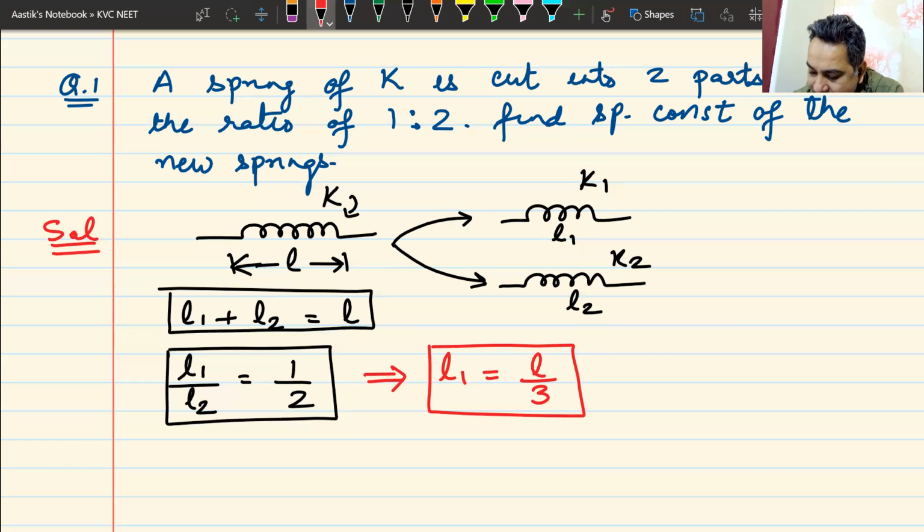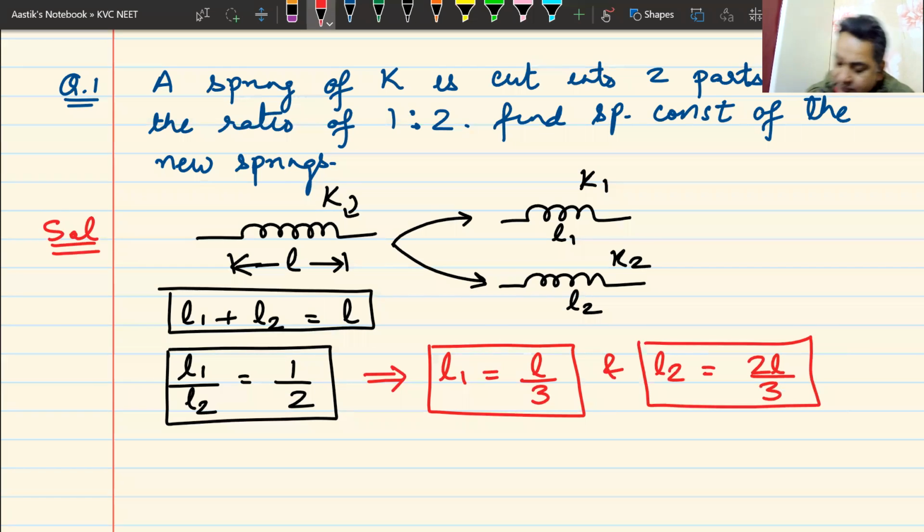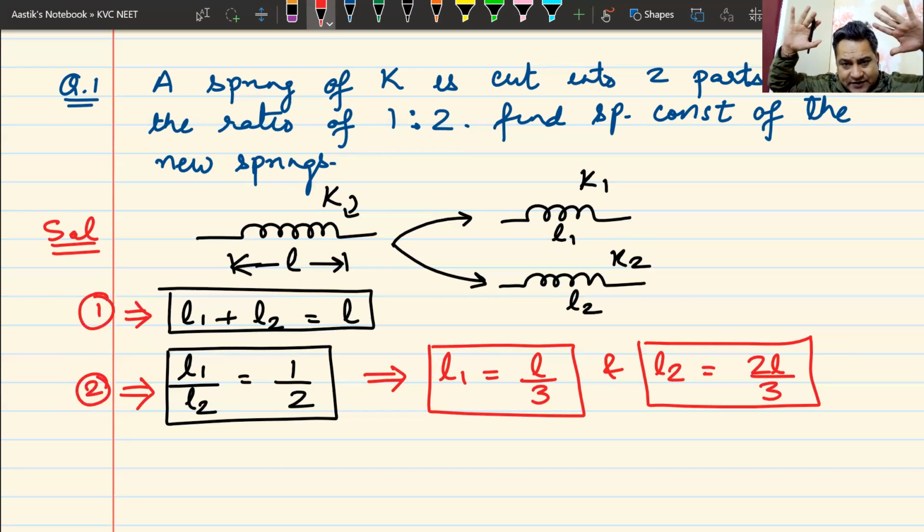L1 will be equal to L by 3, and L2 would be equal to 2L by 3. So I get the length of the new springs in terms of the original length. One spring would be of length L by 3, and the other spring will be of length 2L by 3. How did I get this? By solving these two simple equations, equation number 1 and equation number 2. Do we all understand this? Can I have some response that we understand this?